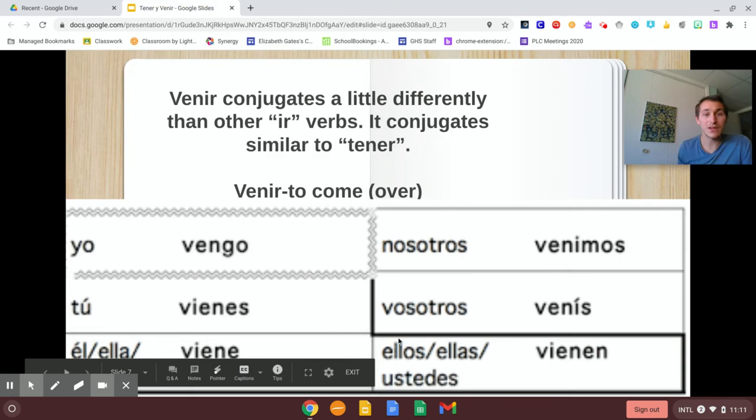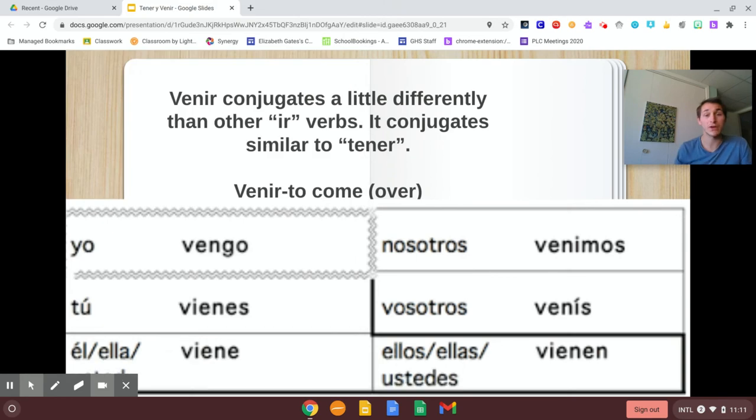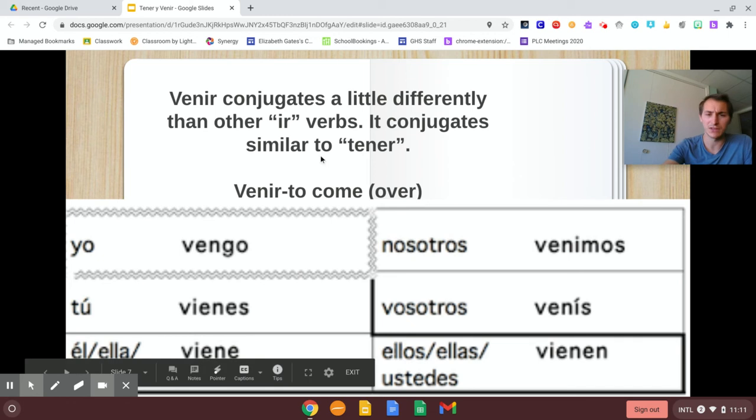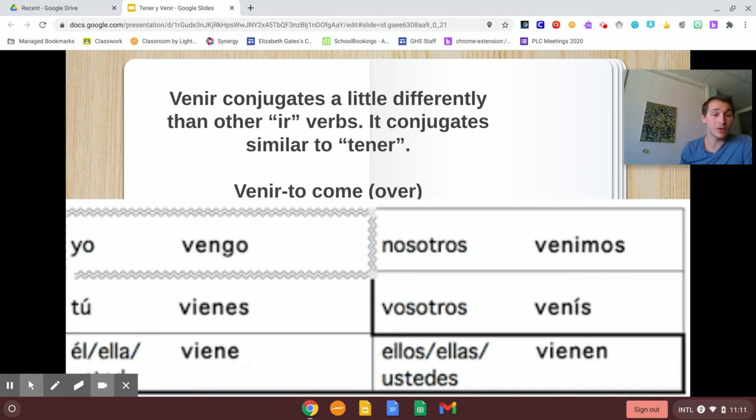So, venir conjugates a little differently than other IR verbs. Remember, it's an irregular verb, but it conjugates similarly to tener. Venir means to come or to come over. Yo vengo. Repite.